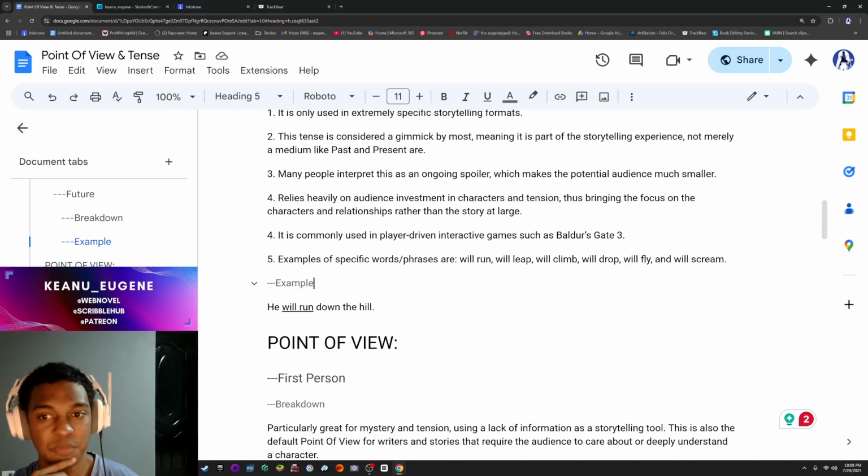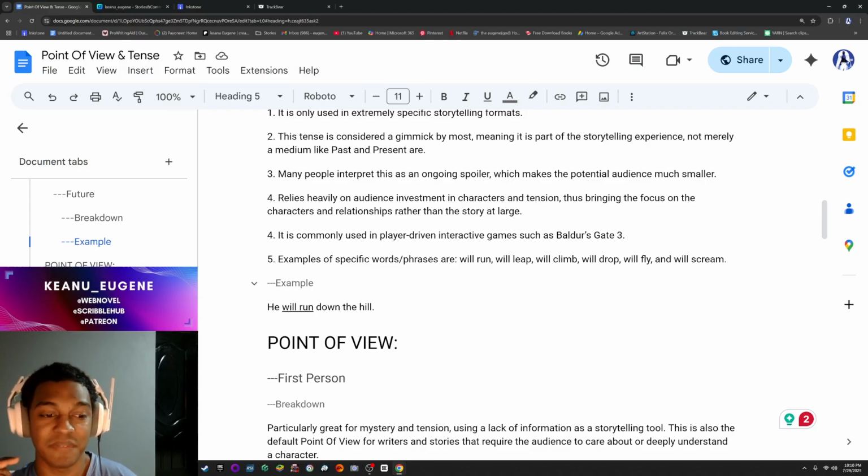Number three, many people interpret this as an ongoing spoiler, which makes the potential audience much smaller. Yes, some people hate spoilers, and future tense is straight up just a spoiler. If I tell you Yoda defeats Palpatine at the end of Star Wars, that's a spoiler. If a story begins by telling you that, and then everything is telling you what's going to happen, but it never actually happens in the story, a lot of people just won't like that. So future tense in prose writing isn't really a thing.